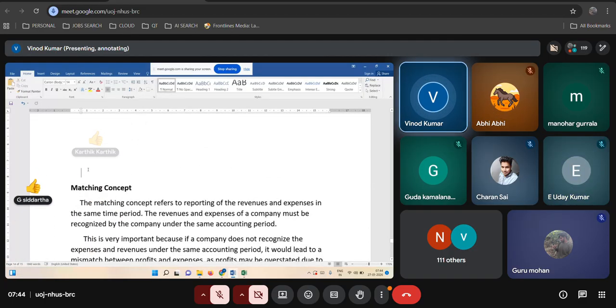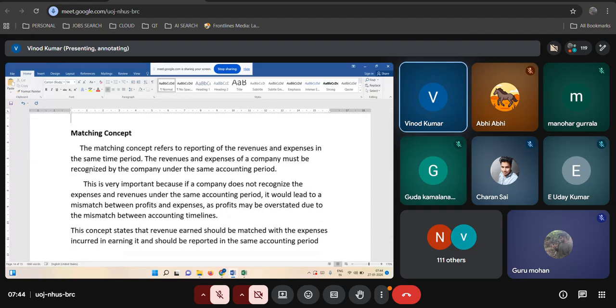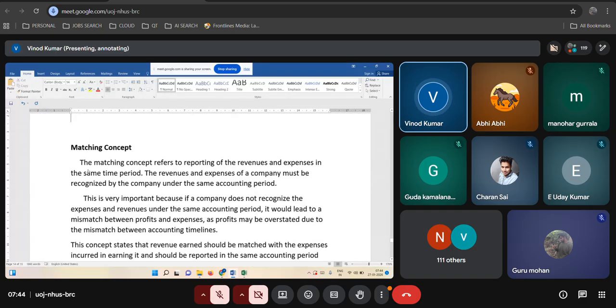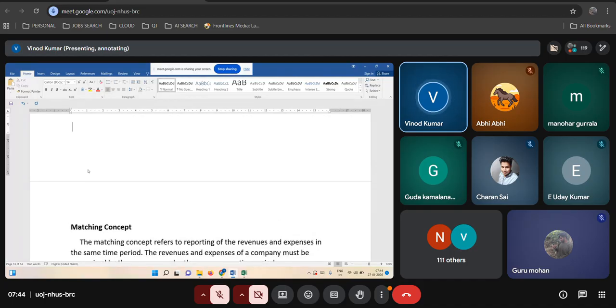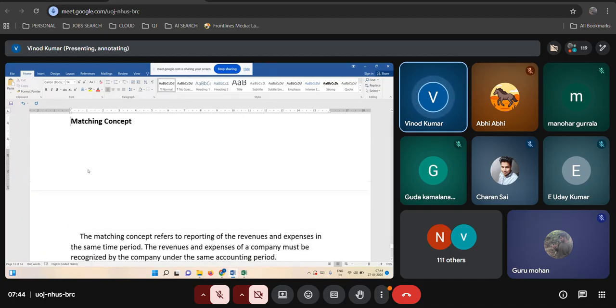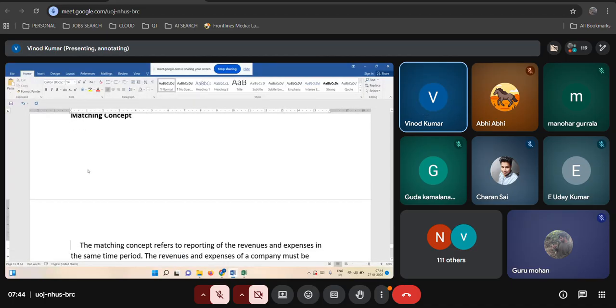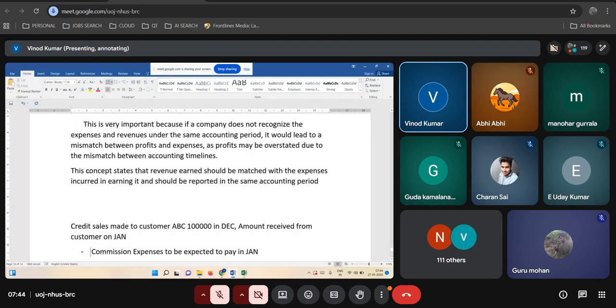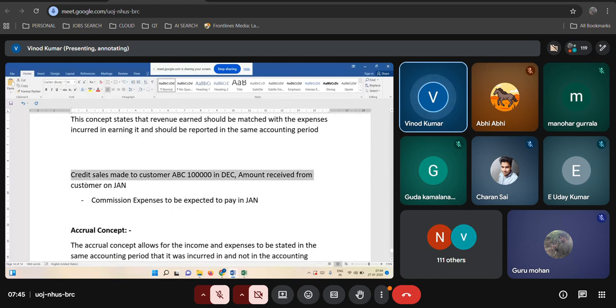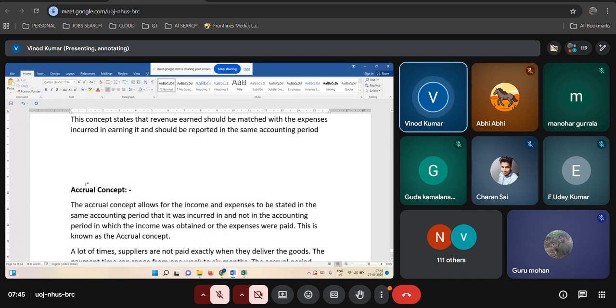So let's move to the next concept, guys. Matching concept. What this matching concept says is that we need to match the revenue and expenses in the same accounting period. So matching revenue and expenses in the same period is called the matching concept.